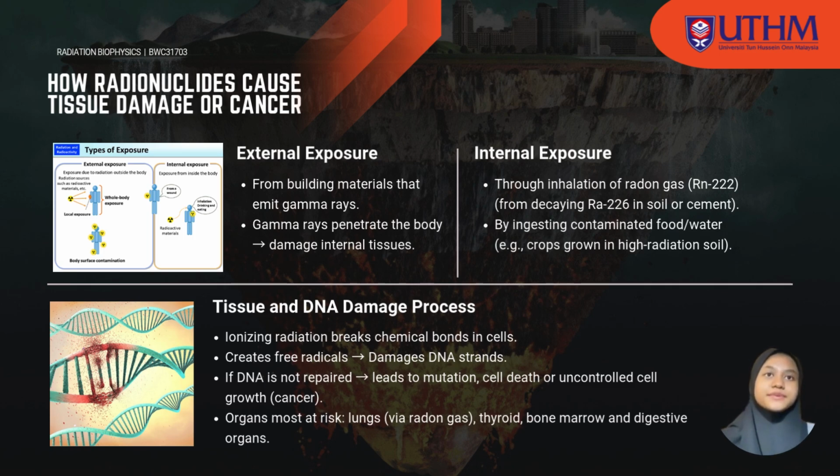Radionuclides in building materials can expose us to harmful radiation in two main ways: externally and internally. External exposure happens when materials like concrete, granite, or bricks release gamma rays. These rays are highly penetrating.